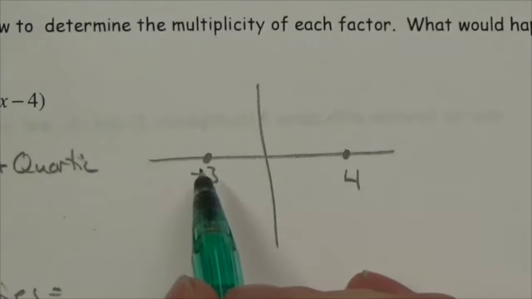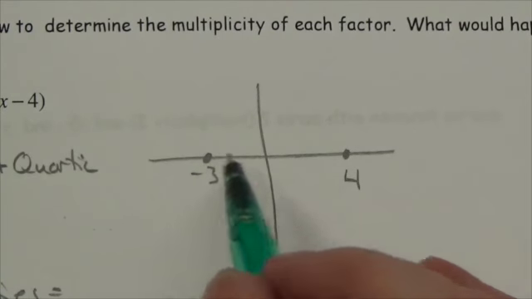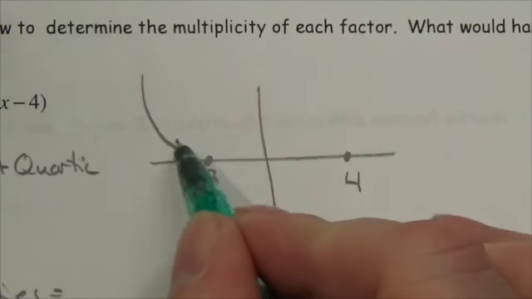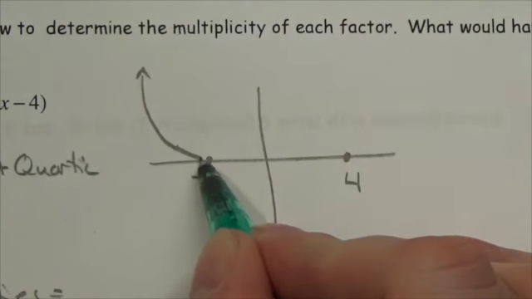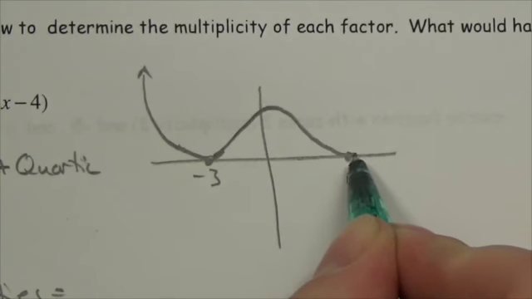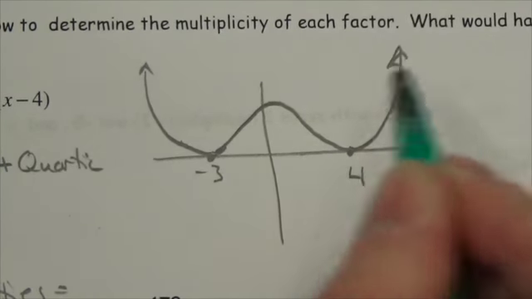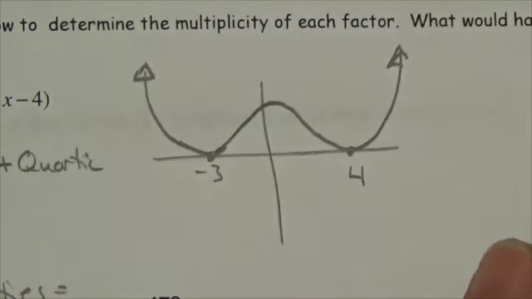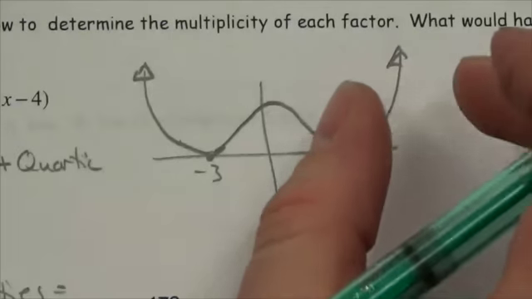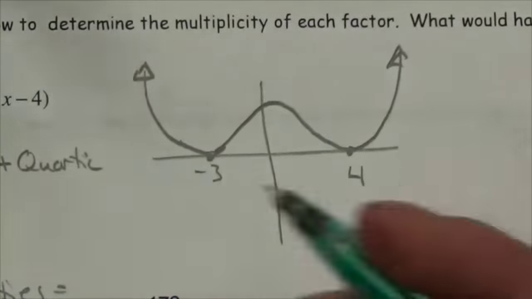I also know that it's going to come down and it's going to be tangent to those two roots here. It opens up because it's positive. It's going to change directions once, twice, 3 times because it's a quartic. And again, it's going to continue back up because it's a positive quartic here. So it's going to start in quadrant 2, end in quadrant 1. It's got to look something like this.